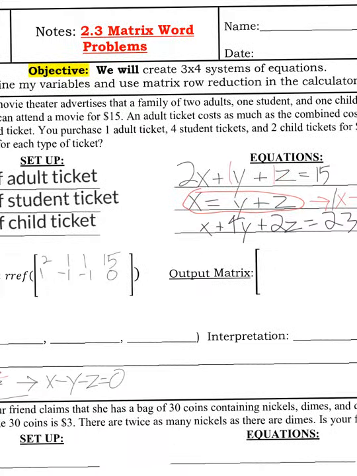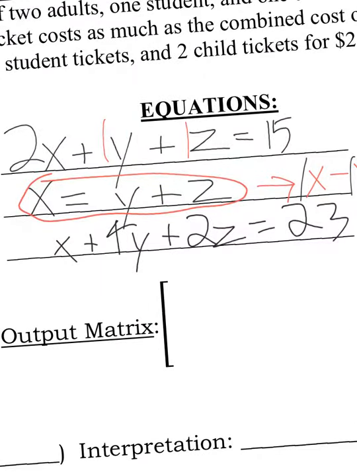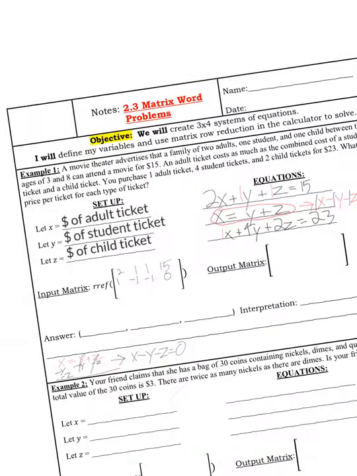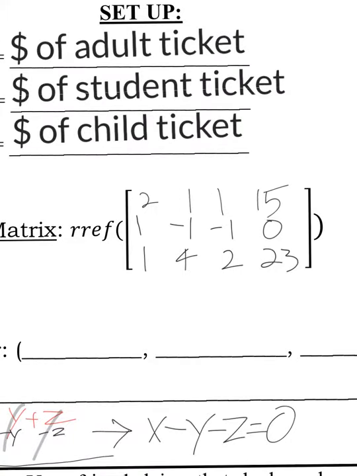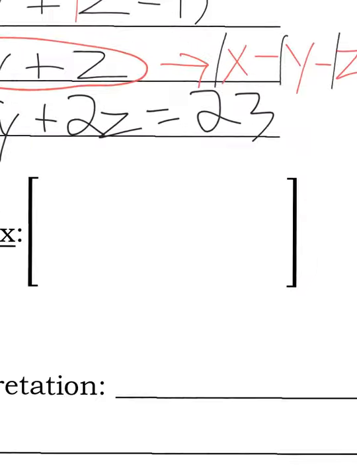And then we'll go back to the last equation here. And I have 1x plus 4y plus 2z. So 1, 4, 2, and then 23. So I have it already set up. So you just have to RREF it. Type that into your calculator. It's going to spit out your output matrix.